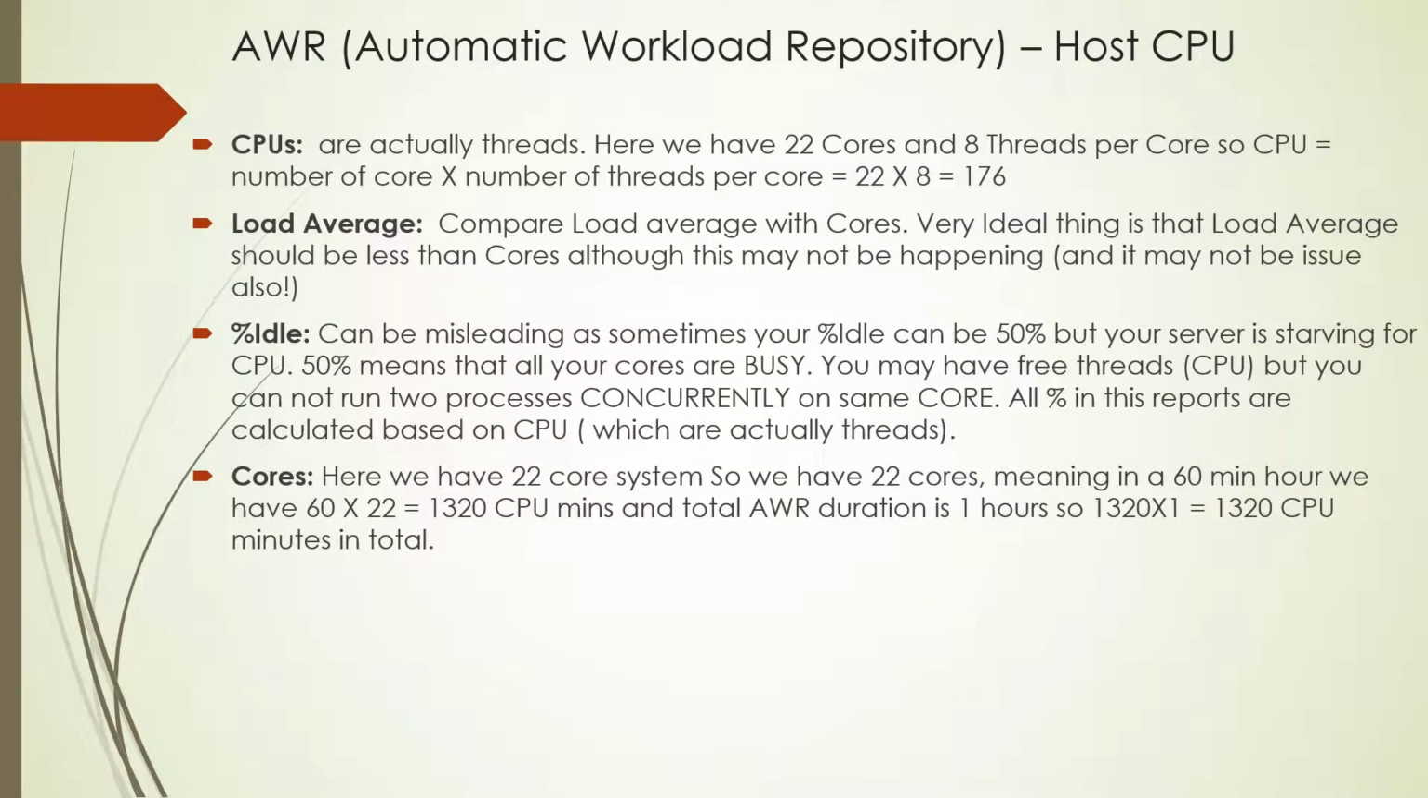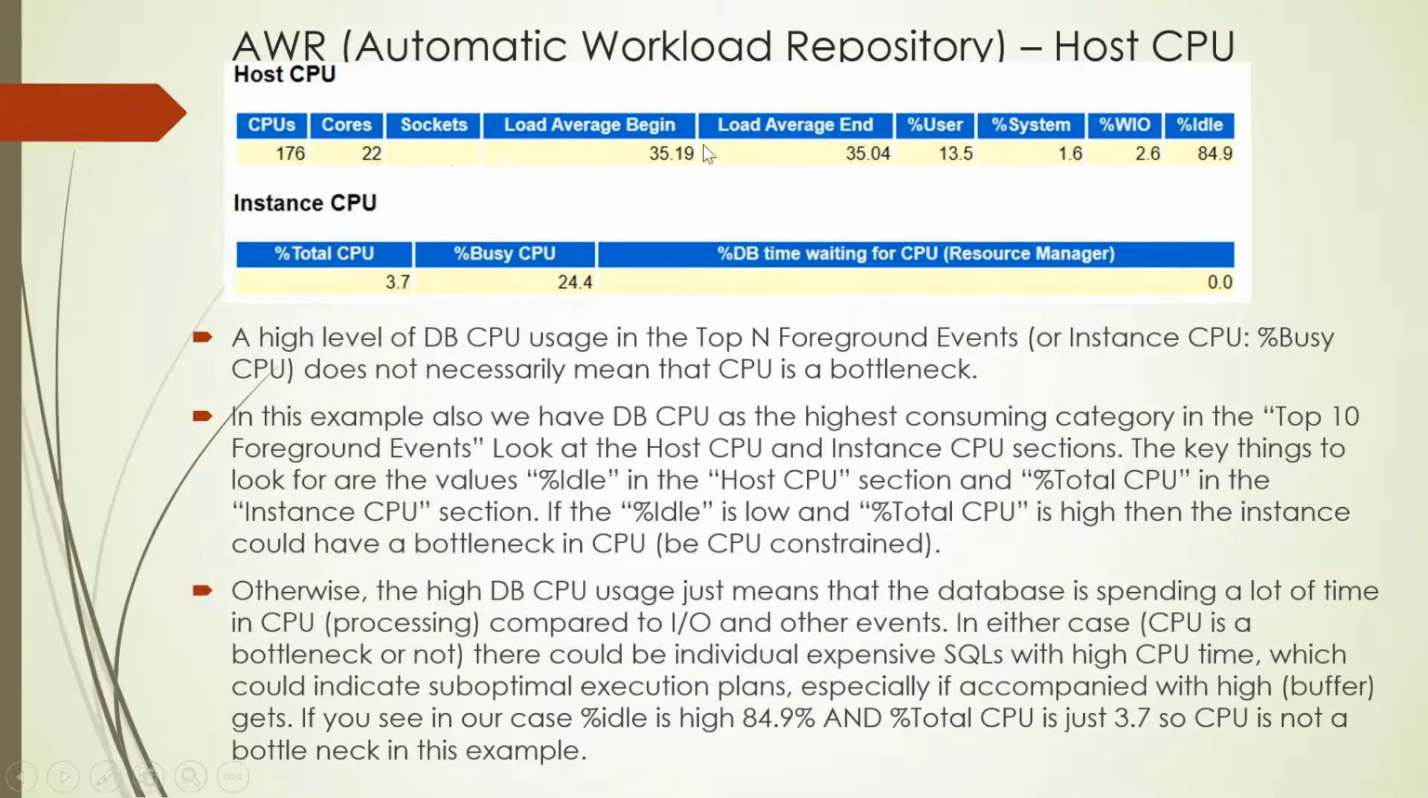Similarly, what is load average? It compares the load average with cores. The ideal thing is that the load average should be less than the cores, although this may not always happen, and it may not be an issue also. So you can see the cores are 22, and the load average is 35.9, ending at 35.04. So it's not less now, but it is not actually an issue, right?